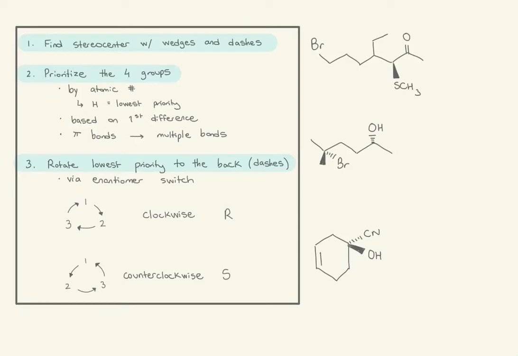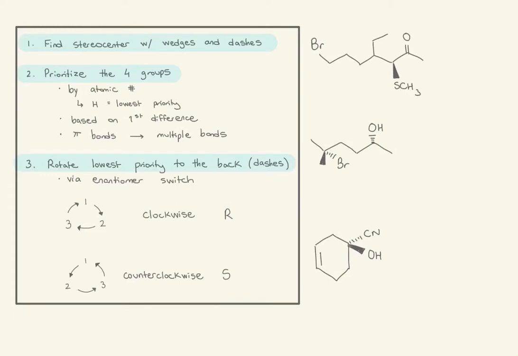Now, in order to determine stereochemistry, you have to have a stereocenter with wedges and dashes. After you find that stereocenter, we're going to prioritize the 4 different groups by atomic number. The higher the atomic number, the higher the priority. If you have hydrogen as one of the groups, it will automatically be the lowest priority because hydrogen has the lowest atomic number. Prioritization is based on first difference. I'll get into that in a little bit.